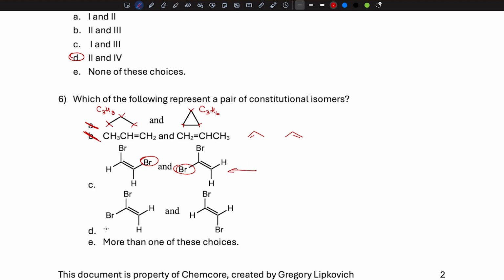And the same story is with the other one. Look at these two bromines, right? They're not even on the same carbon. They're placed onto entirely different carbons. And so we can say that this is a constitutional isomer as well. And so our answer choice would be E, more than one of these choices.